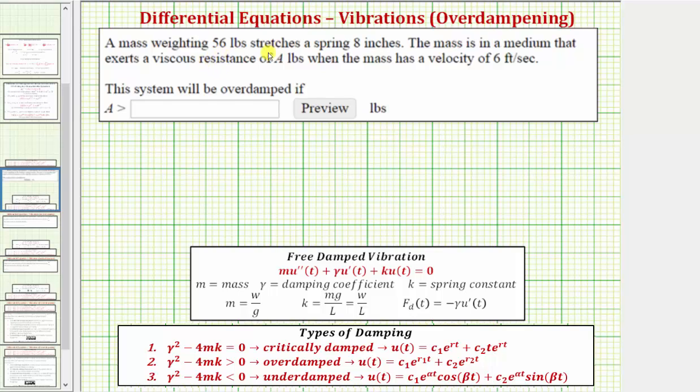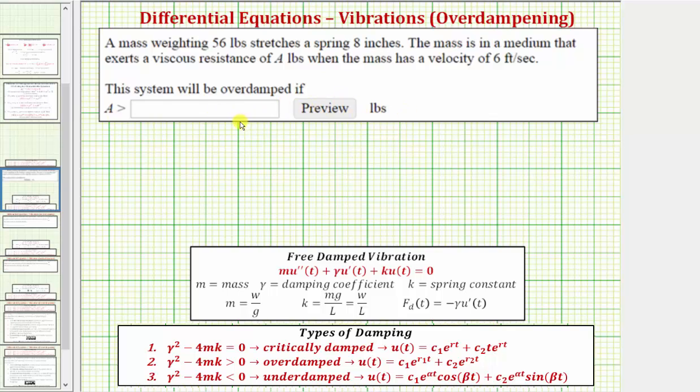A mass weighing 56 pounds stretches a spring 8 inches. The mass is in a medium that exerts a viscous resistance of A pounds when the mass has a velocity of 6 feet per second. The system will be overdamped if A is greater than how many pounds?